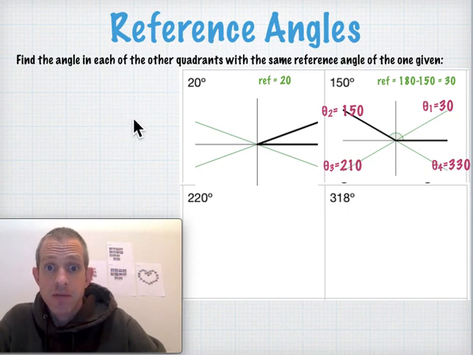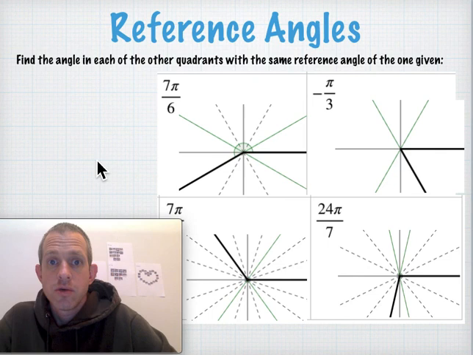If you'd like, now might be a good time for you to hit pause and see if you can find all the other angles that have the same reference angle as 220 and 318. We should be able to do the exact same sort of question when angles are measured in radians instead of degrees. And so here is an angle, 7 pi sixths.